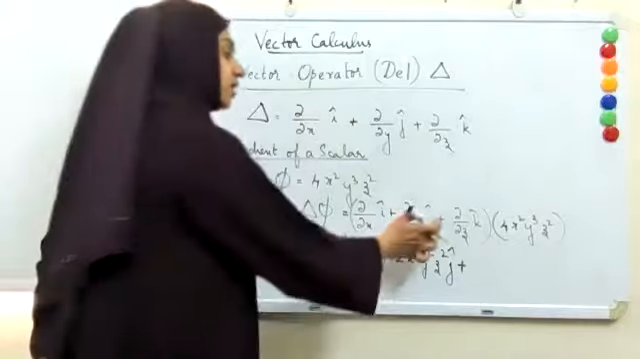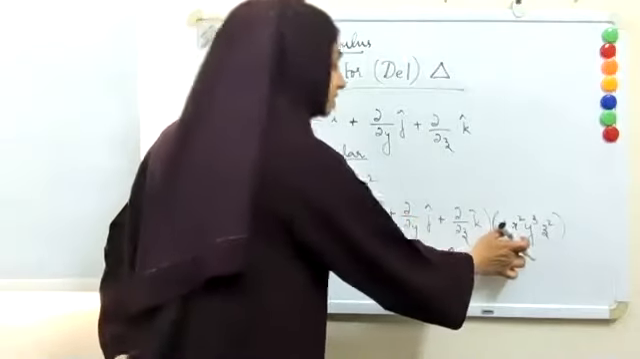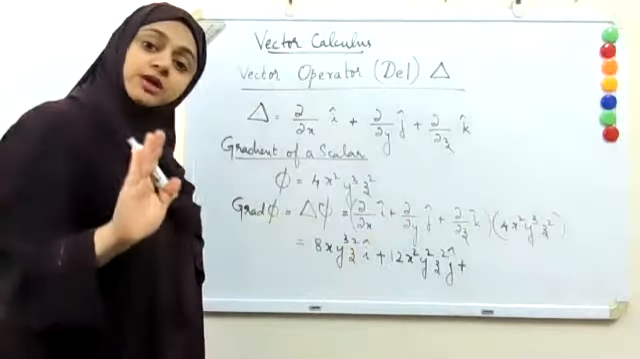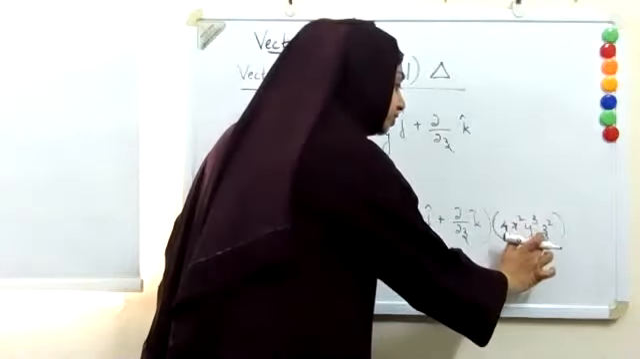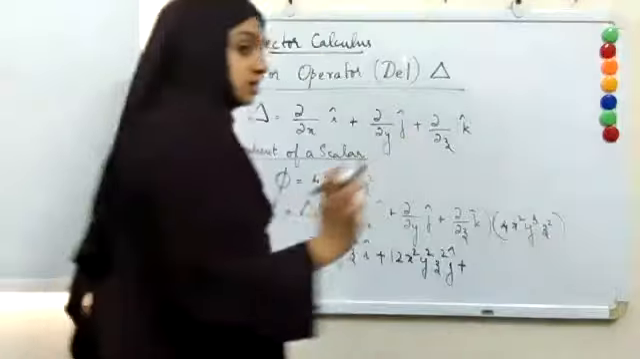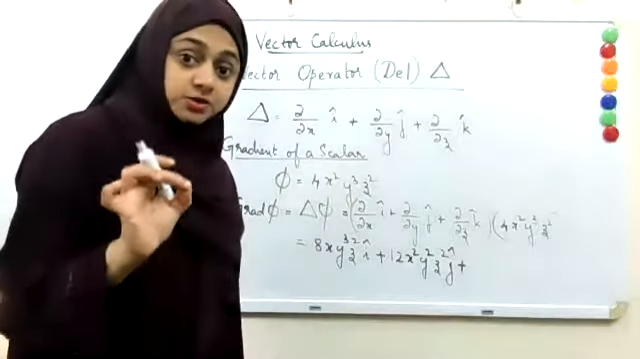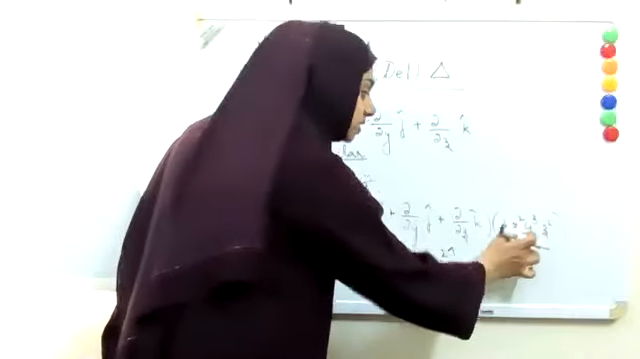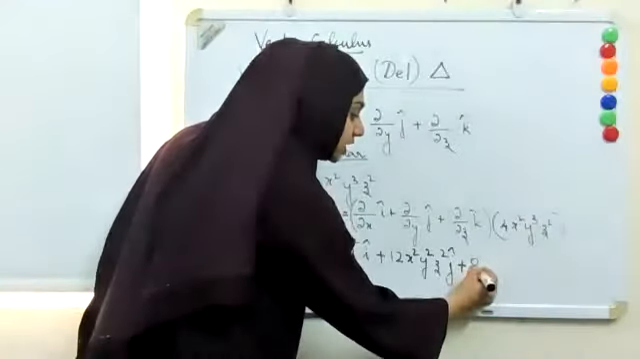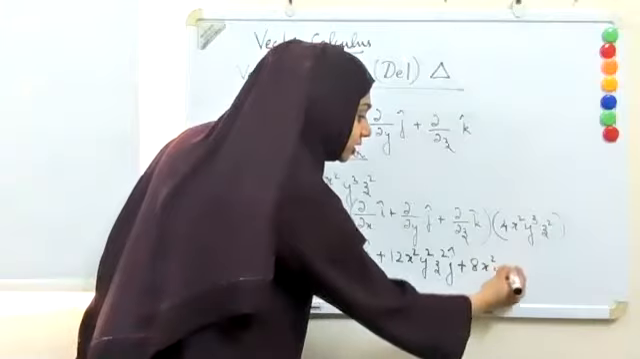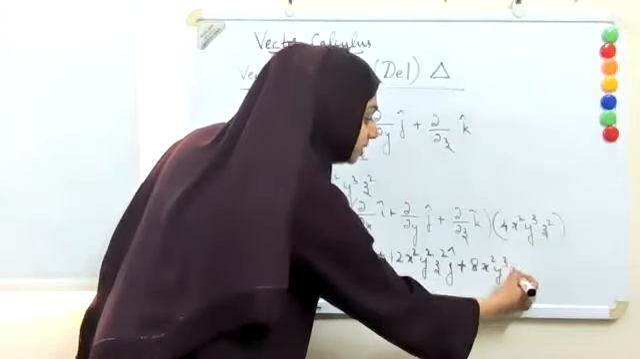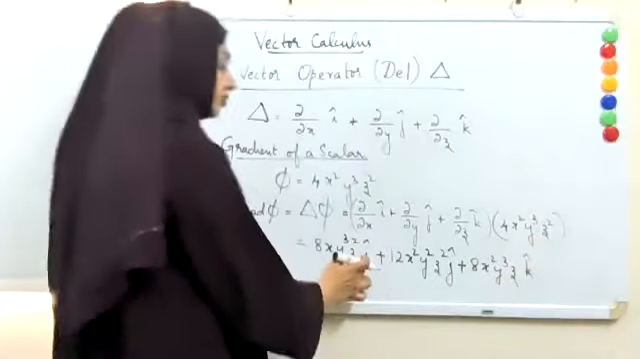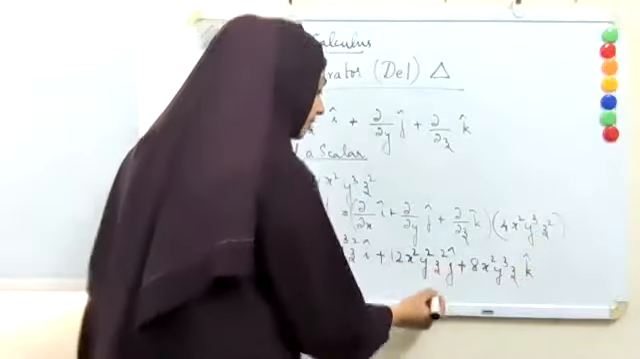plus. Now dou by dou z of this quantity. So x square and y cube, we will keep them as constant, and we will differentiate with respect to z only z square. What is dou by dou z of z square? 2z, right? So 2 gets multiplied with 4, so 8 x square y cube z k cap. Don't forget to put the i cap, j cap, k cap.